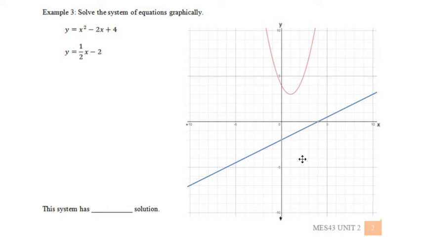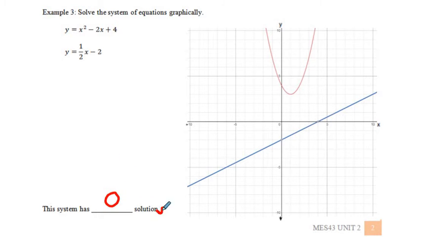Now, what we notice that's odd about this particular system is that there is nowhere where these two graphs cross. We can see that the linear equation is going to continue to go up as it goes to the right, but the parabola has long since outpaced it. It's just going to keep going up and up and up. So at no point are these two going to cross, which means that there are zero solutions.